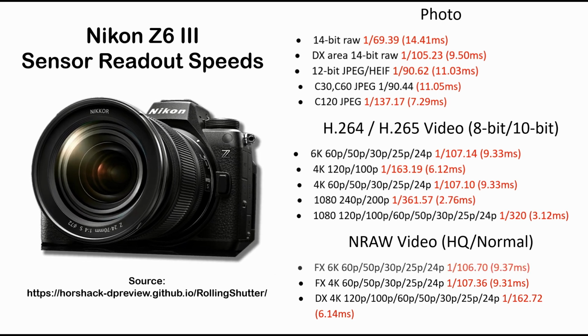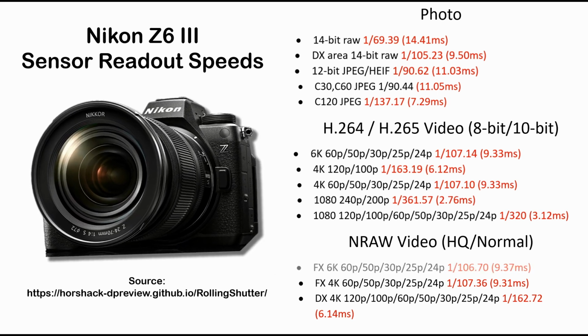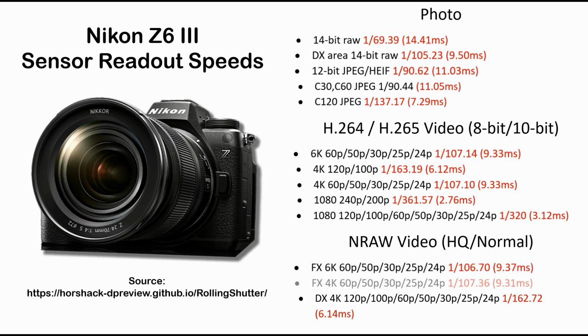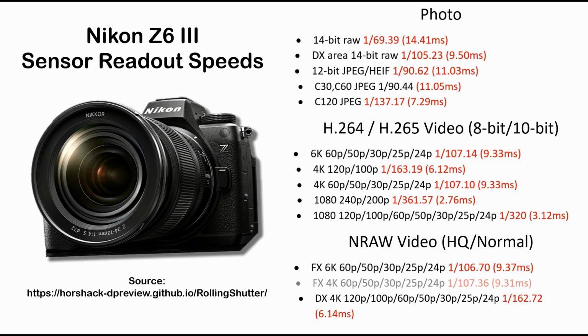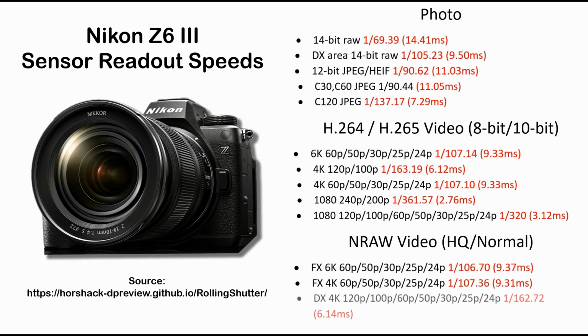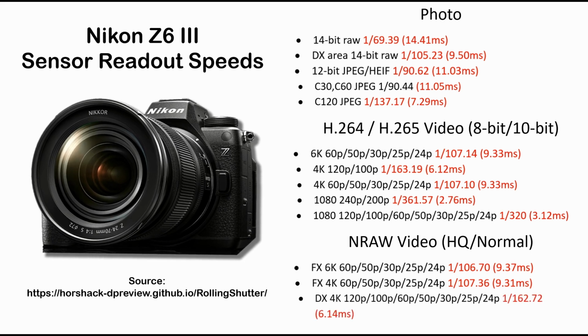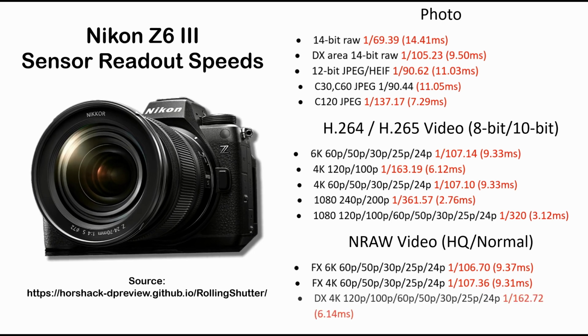All rates for NRAW 6K and 4K video are around 1/106th of a second, or 9.35 milliseconds, which match the long GOP rates for these same modes. NRAW 4K also matches its corresponding long GOP rate as they both share the same DX crop.